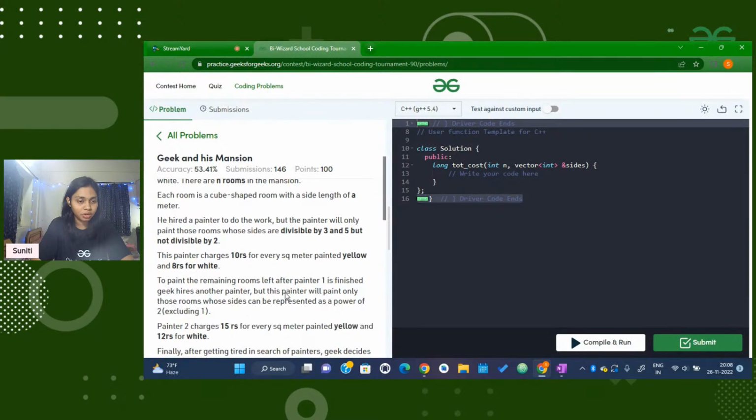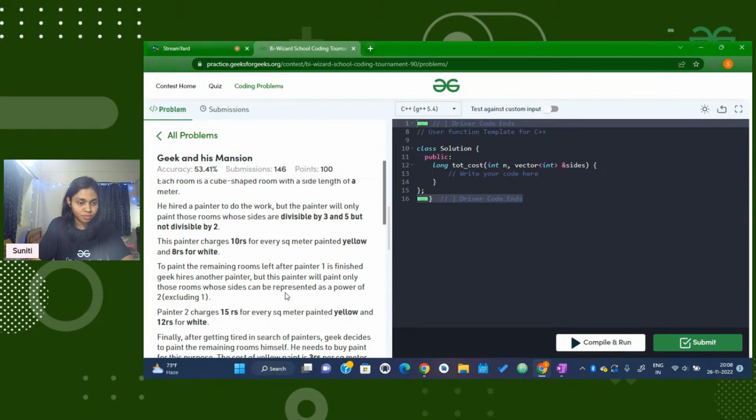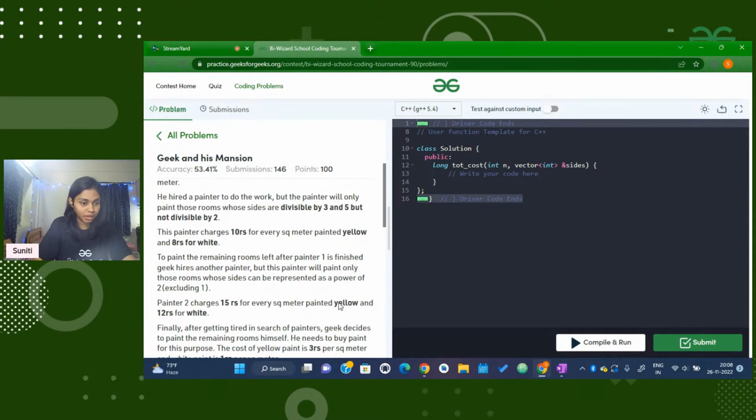He hired a painter to do the work, but the painter will only paint those rooms whose sides are divisible by 3 and 5 but not divisible by 2. So there are certain conditions in which the painter is painting. And the painter will charge 10 rupees for every square meter painted yellow and 8 rupees for white.